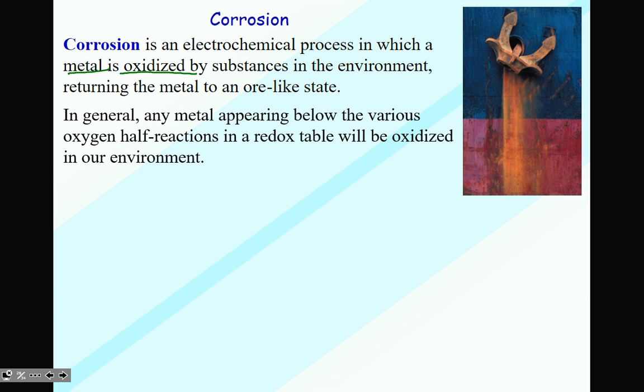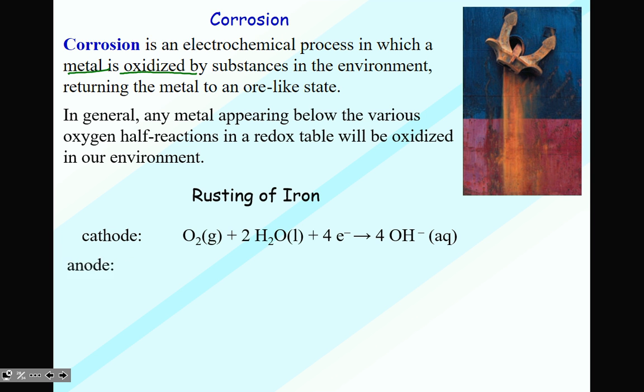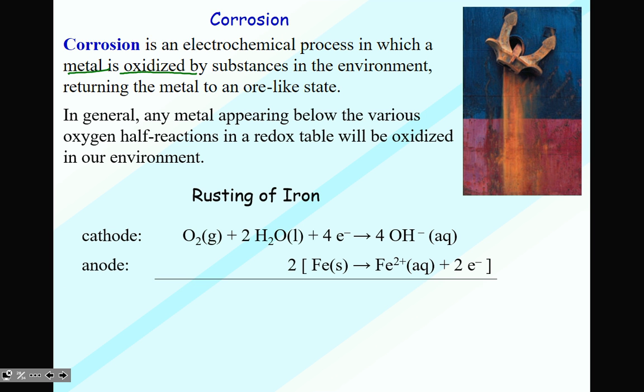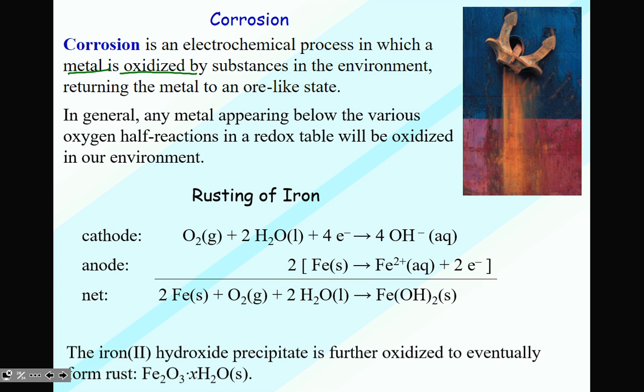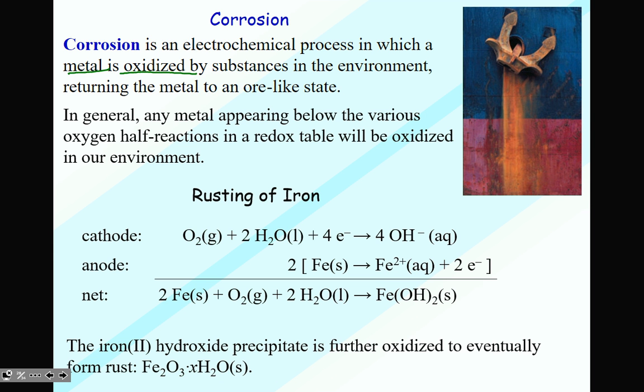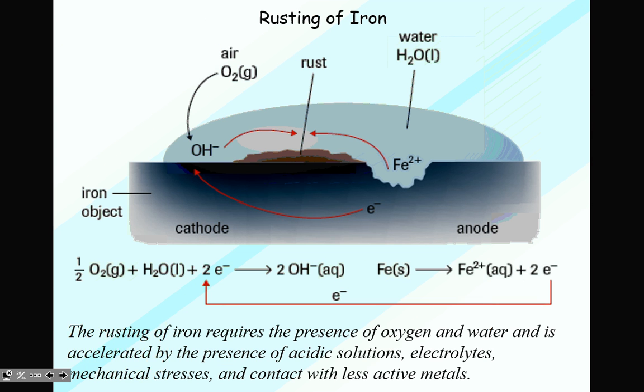In general, any metal appearing below the various oxygen half reactions in a redox table will be oxidized in our environment, so very interesting. In the rusting of iron, here we have the cathode, the anode, and there is our net reaction. The iron(II) hydroxide precipitate is further oxidized to eventually form rust. So rust is all about chem. The rusting of iron requires the presence of oxygen and water and is accelerated by the presence of acidic solutions, electrolytes, mechanical stresses, and contact with less active metals.